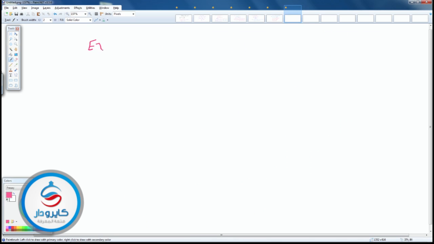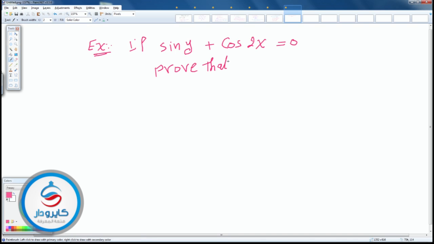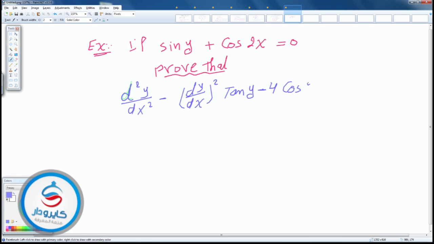Let's move to another example. If sine y plus cosine 2x equals 0, prove that d²y/dx² minus (dy/dx)² tan y minus 4 cosine 2x sec y equals 0.